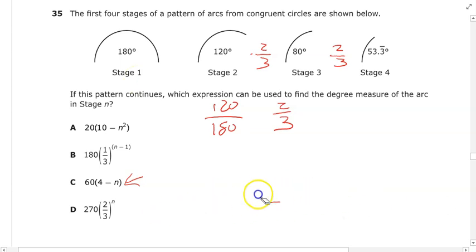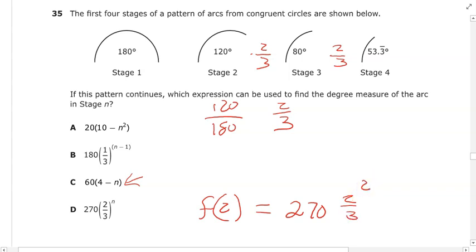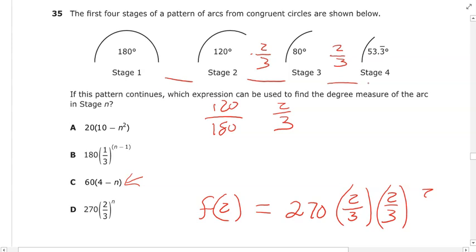If I plug in a 2, that means the 2/3 is going to be applied 2 times. So f of 2, stage 2, should equal 270 times 2/3 to the second power, which really just means 2/3 times 2/3. And when you add another degree, you'd be putting another one on there, and you'd be applying this 2/3 again. So it really just tells you at what stage we're at, the first stage, the second stage, the third stage, how many times you're going to multiply by 2/3 again.